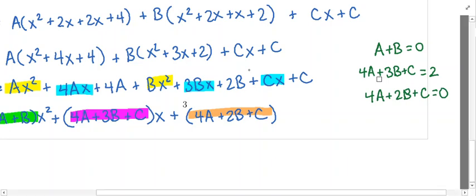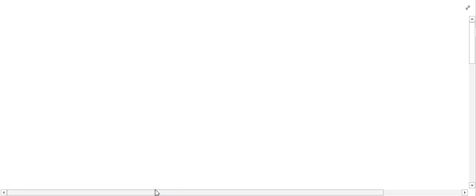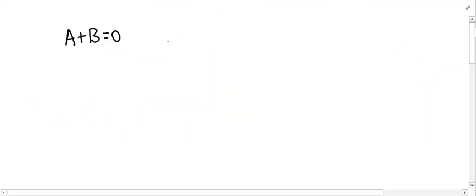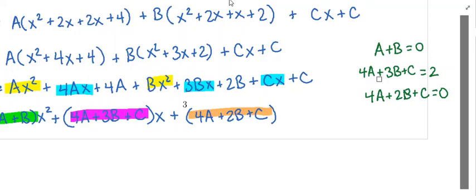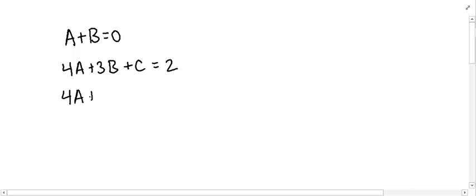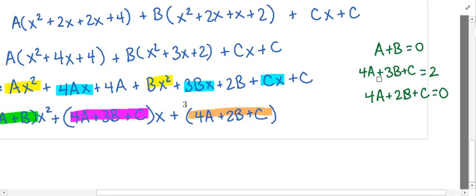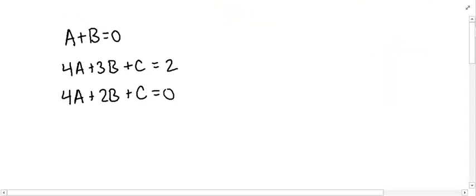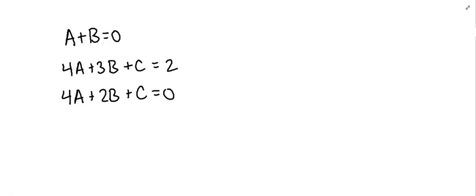This is going to take some room, so I'm going to move to the next page and start writing these equations down. I've got a plus b equals 0, then 4a plus 3b plus c equals 2, and then 4a plus 2b plus c equals 0. I'm just copying these down because I'm going to need some room to work. So this is a system of equations.